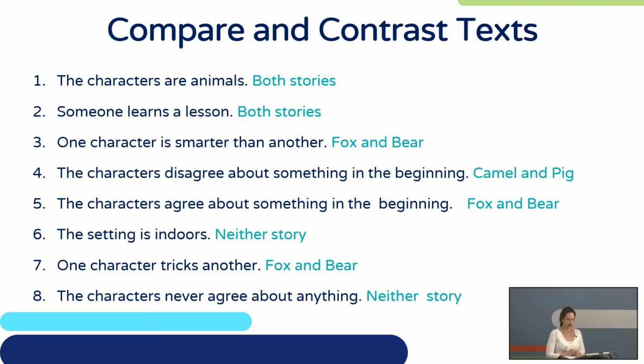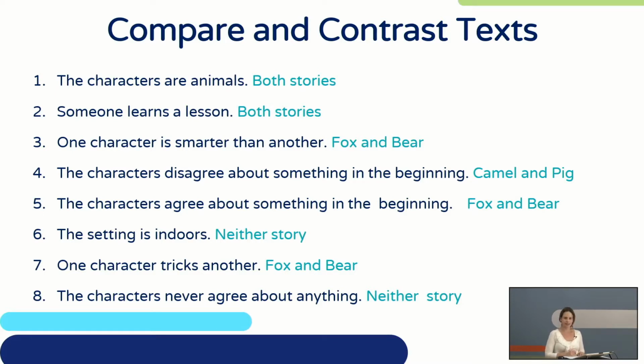Number 4, the characters disagree about something in the beginning. The answer, I hope you wrote, is Camel and Pig. In the beginning, Camel says that being tall is better, whereas Pig says being short is better. Number 5, the characters agree about something in the beginning. So the answer to this is the Fox and Bear story. In the beginning, they both agree to share the field, to share the crops.